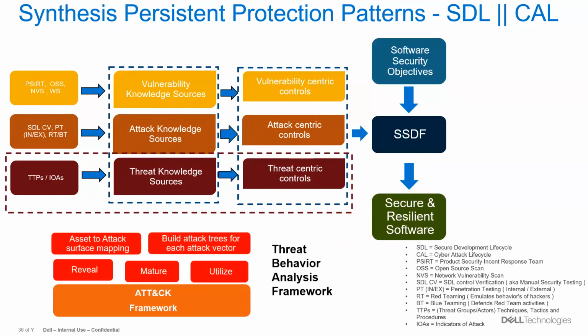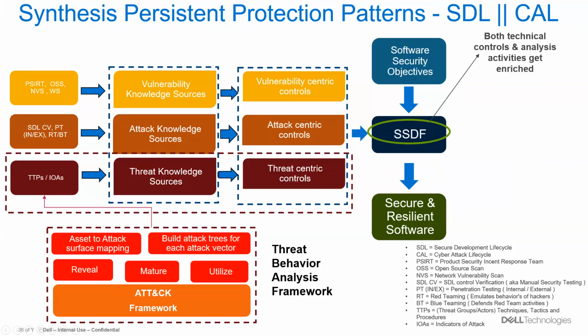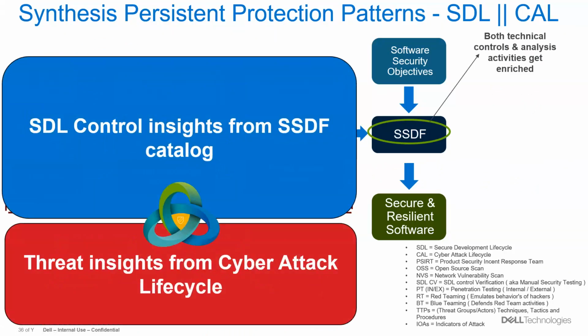So in order to develop those threat-centric controls and knowledge bases, we can use the attack matrix, analyze the various behaviors, and put them through a cycle of reveal, mature, and utilize, depending on the particular application system in your organization. Then do this mapping and feed it back into your knowledge sources so that you don't use them in the raw format, rather you contextualize them and apply them to your specific needs. This way, your technical controls as well as the activities get enriched. This is the best approach through which we can find a lot of parallels between secure software development and the issues existing with the cyber attack lifecycle.